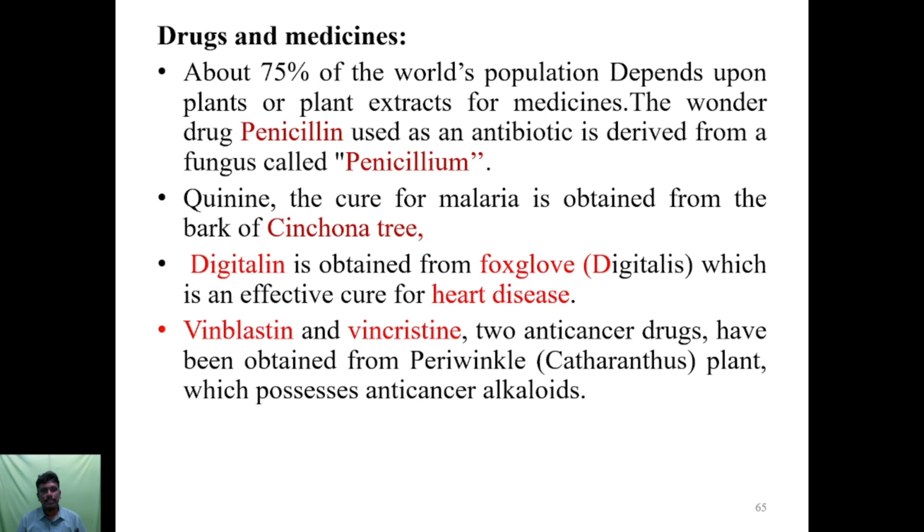For example, the wonder drug penicillin used as an antibiotic is derived from a fungus called penicillium. Then quinine, the cure for malaria, is obtained from the bark of the cinchona tree. Then digitalin is obtained from foxglove, that is digitalis, which is an effective cure for heart disease. Then vinblastine and vincristine, two anti-cancer drugs, have been obtained from the periwinkle plant which possesses anti-cancer alkaloids.